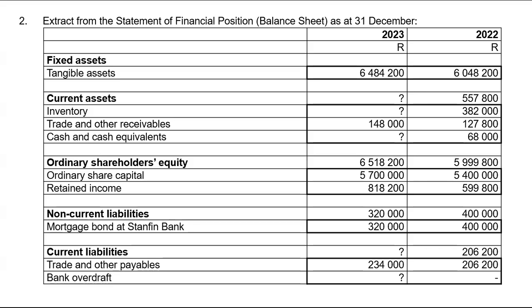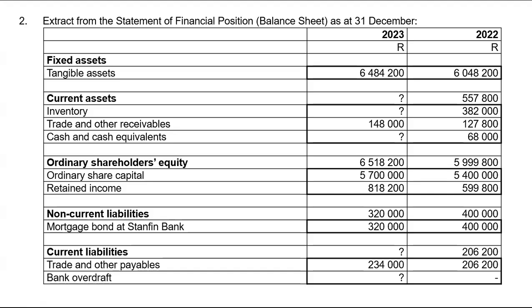Under current assets, I've got inventory, but for last year, I have 382,000. For this year, it's a question mark. I don't have it. And I'm given trade and other receivables as well as cash and cash equivalents. However, because of those 2 question marks under current assets, it makes it impossible for me to even calculate inventory. I need to be given at least 2 out of 3, but in this case, I'm given 3 question marks. So it'll be impossible for me to calculate it. I'll have to read additional information.